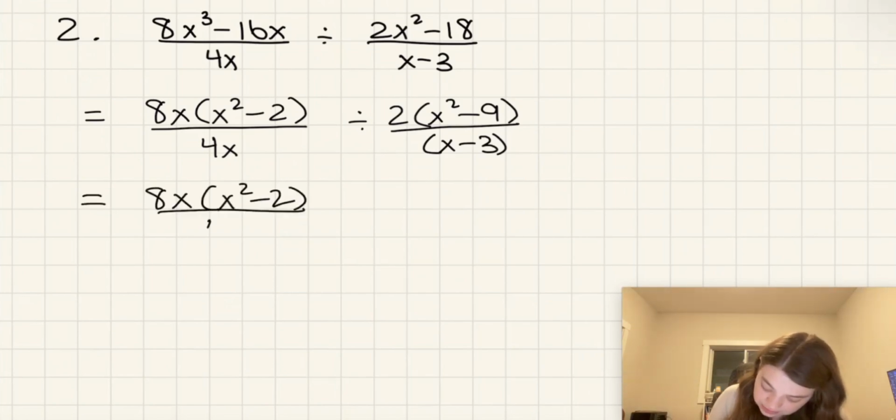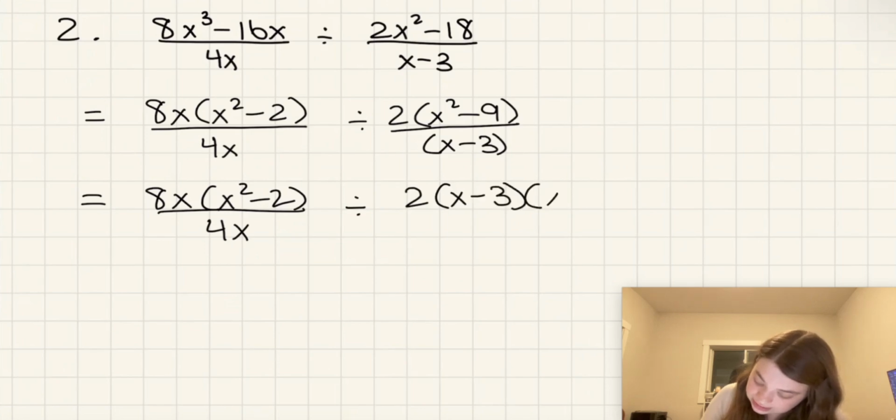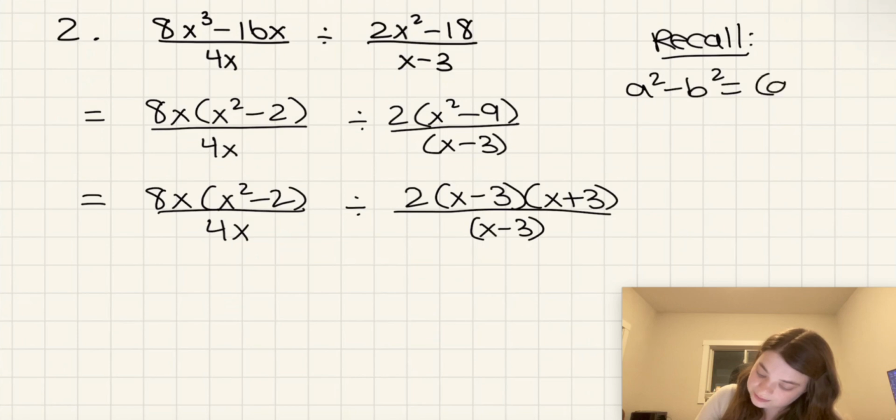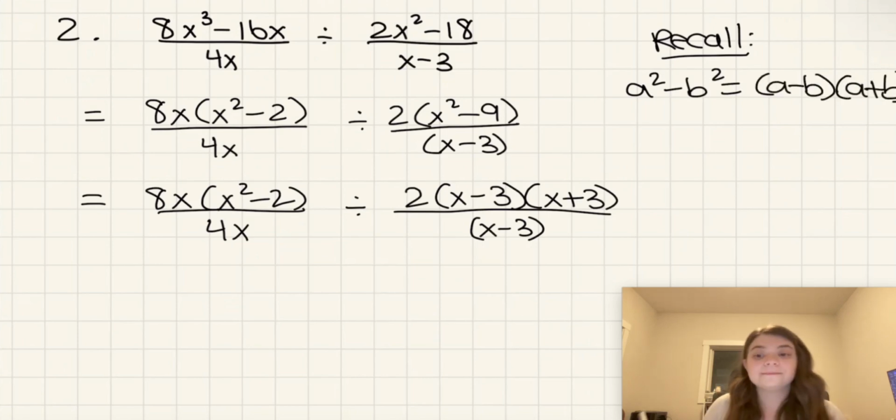I'm going to just write everything else out, and I will factor the x squared minus 9 into x minus 3 times x plus 3. Now, for anyone who's wondering, how did I do that? That's with the difference of squares formula. So recall that a squared minus b squared is equal to a minus b times a plus b, like that. And there we go.